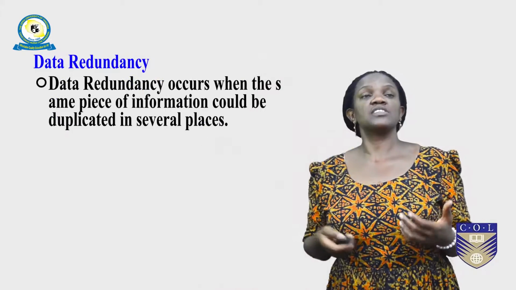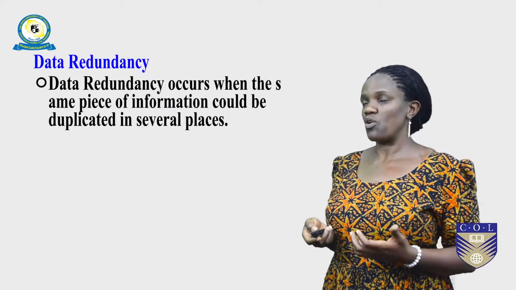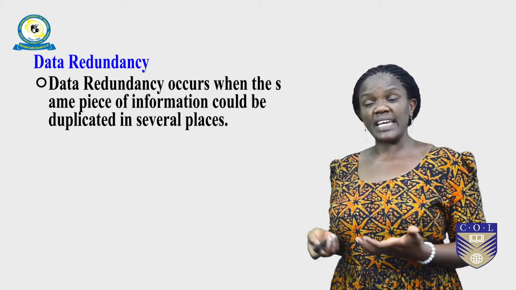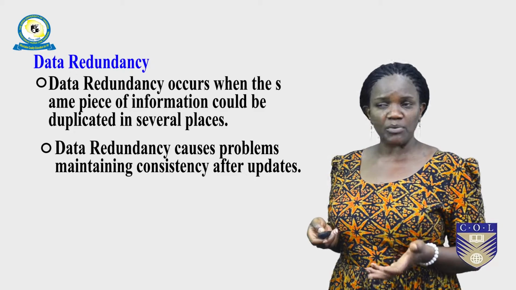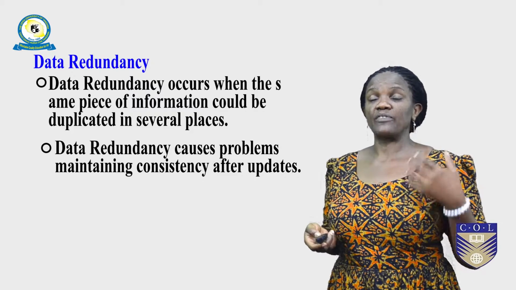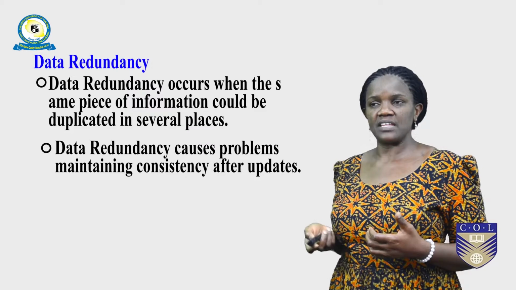This will help a database designer or database developer to develop databases that do not have problems, do not have inconsistencies within the data, and have a very good and correct design. Now, what is data redundancy? Data redundancy occurs when the same piece of information or data is duplicated in several places. Data redundancy causes many problems in maintaining consistency after updates of data in a database.